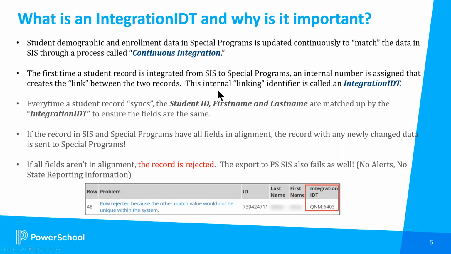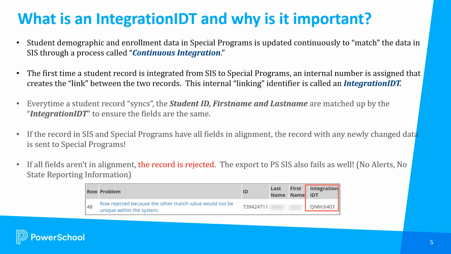And it gets built the first time the student demographic record is sent from the student information system, from SIS, over to special programs. It says, I'm sending you this record from SIS. It creates the profile for that student and populates the demographic data and the contact information for the student, and it links them together by an integration ID. And that's how we know it's linked, so that anytime something changes on the SIS side, it matches up against that integration ID on the special program side.